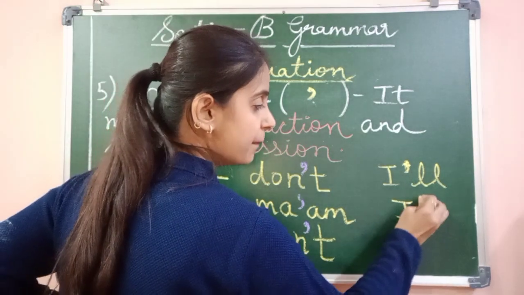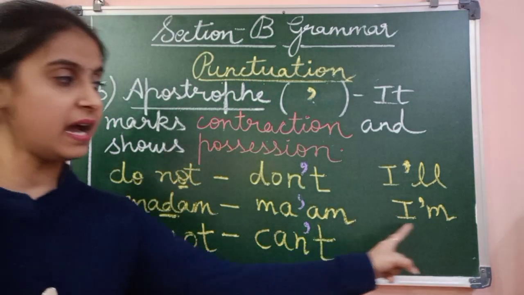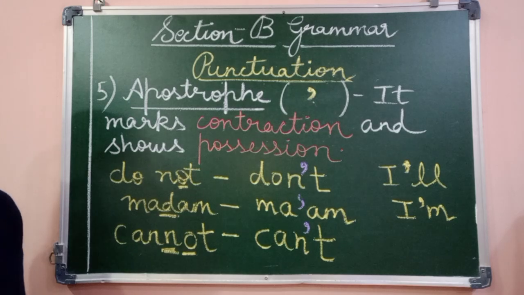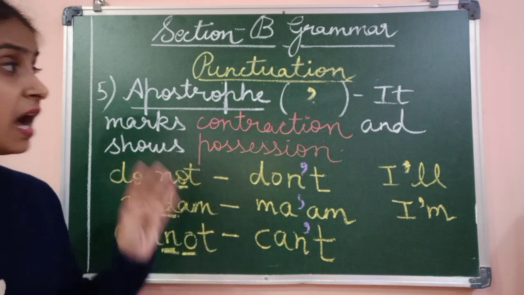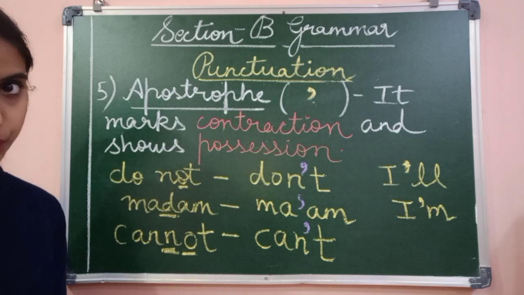The contracted form of I am will be I apostrophe am. I hope it is clear how apostrophe marks contraction. The meaning of the contraction is clear, and how apostrophe is used is also very much clear to you.